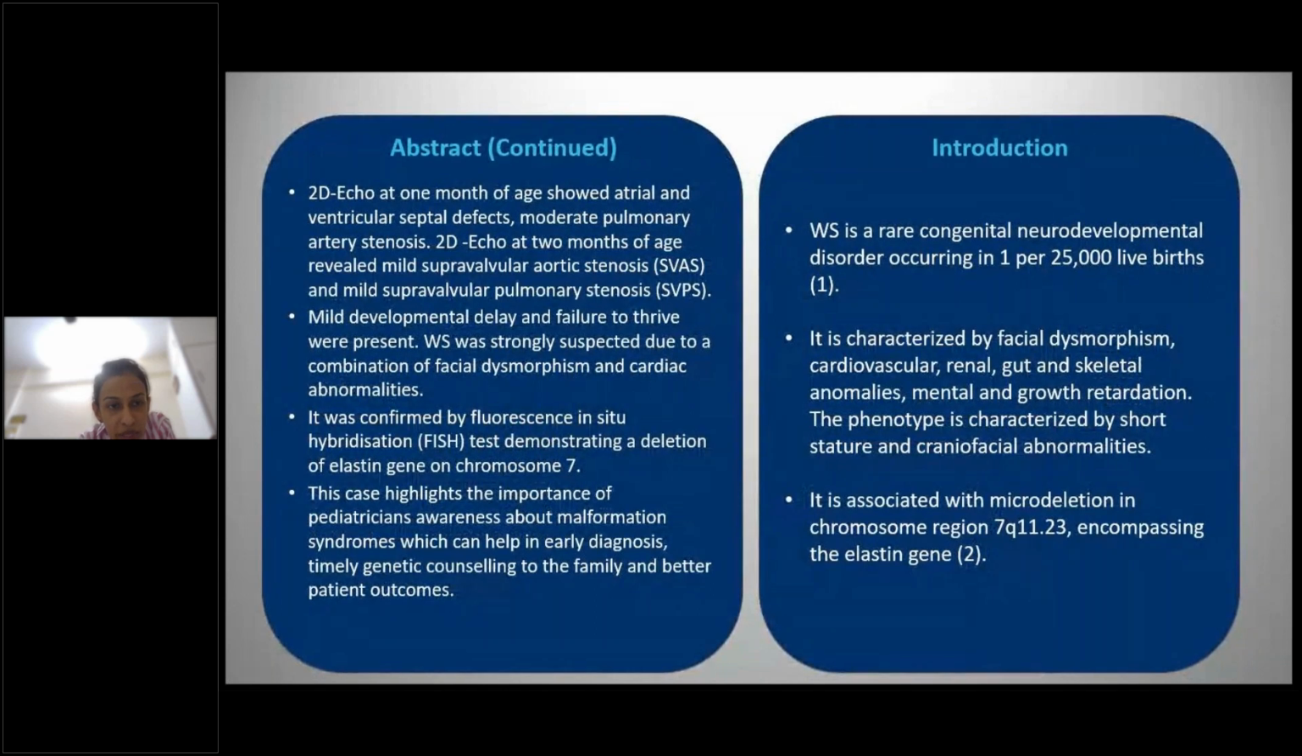So we had performed an echo at 1 month of age for this infant, almost reaching the infancy period and completing the neonatal period, which showed an atrial and ventricular septal defect and moderate pulmonary artery stenosis. A repeat echo on follow-up at 2 months of age revealed evidence of mild supravalvular aortic stenosis and mild supravalvular pulmonary stenosis. This gave us a clue, in combination with the subtle dysmorphism and the echocardiographic findings, to strongly suspect Williams syndrome. So these were the two main clues for us to strongly suspect this syndrome.